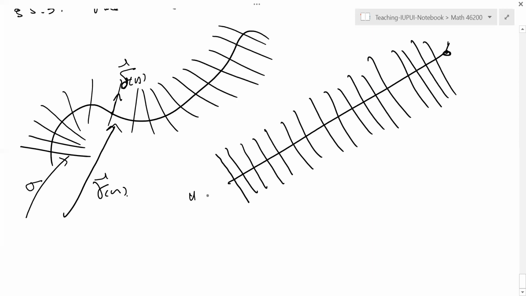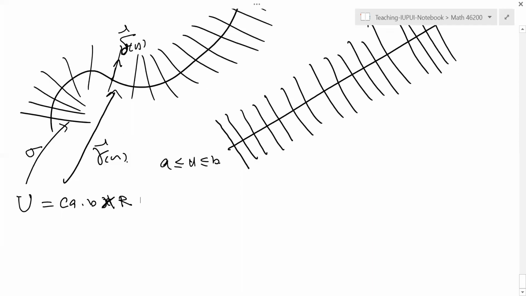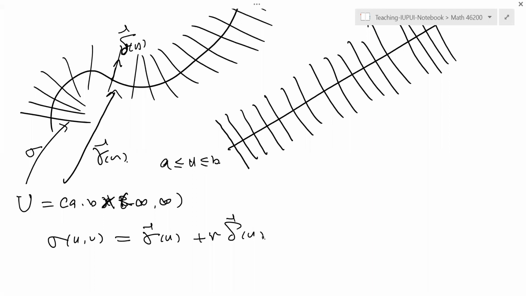Here u is between a and b, right? Then this is going to be on u. u is actually in a and b, but closed up. There's no restriction on v. But if there's no restriction on the second component, maybe it's possible somewhere you're going to get a single point. Okay. So sigma of u, v is going to be gamma of u plus v delta u. Delta u is just a vector field along the curve. So that's why it depends on u.